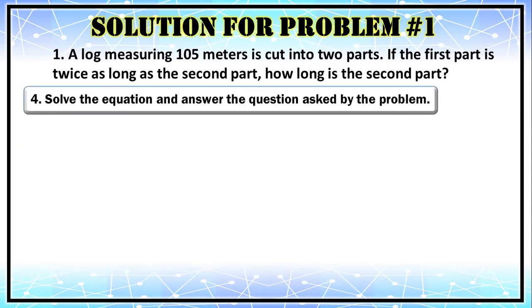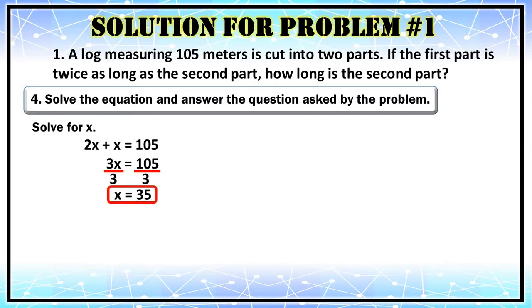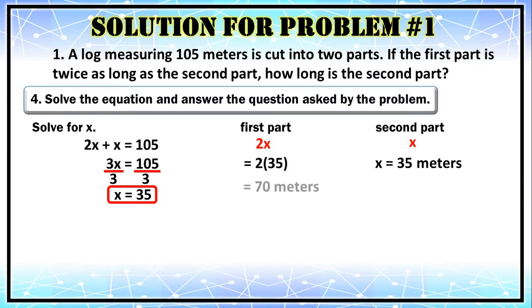Step number 4, solve the equation and answer the question asked by the problem. We have to solve for the value of x. Our equation is 2x + x = 105. That will be 3x = 105. We use the division property of equality. We divide both sides by 3, and we get x = 35. If x = 35, our second part, which is x, is equal to 35 meters. And our first part, which is 2x, will be 2 multiplied by 35, and that is 70 meters. Therefore, the length of the second part is 35 meters.